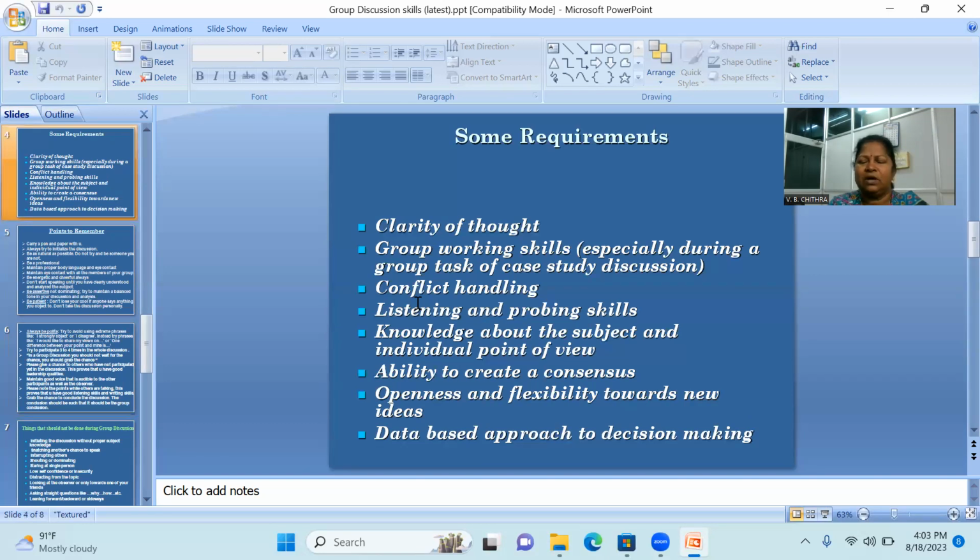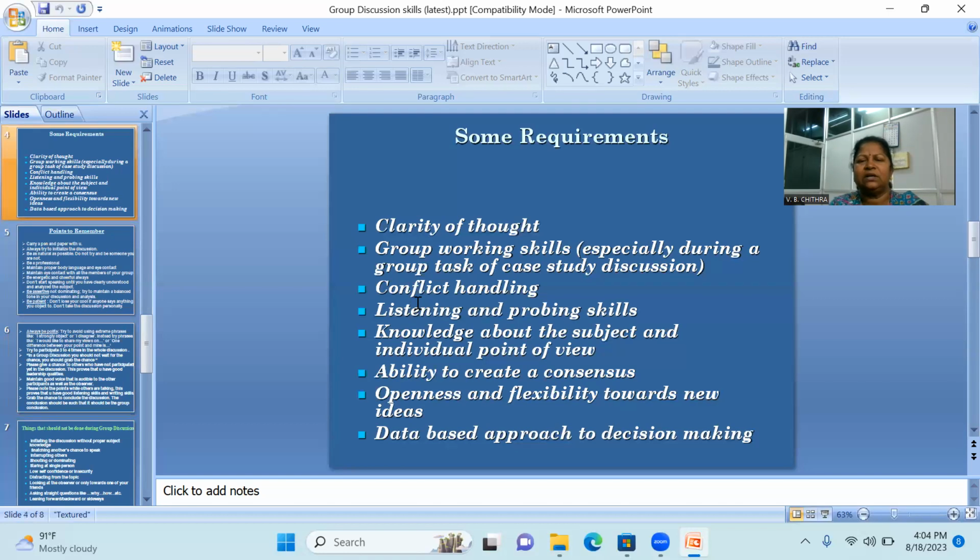And they want to test the inner knowledge of each and every student, all their personality traits, etc. In order to do so, the candidates must possess certain requirements. Firstly, they need to have clarity of thought. And the second important requirement is group working skills, especially during a group task of case study discussion.